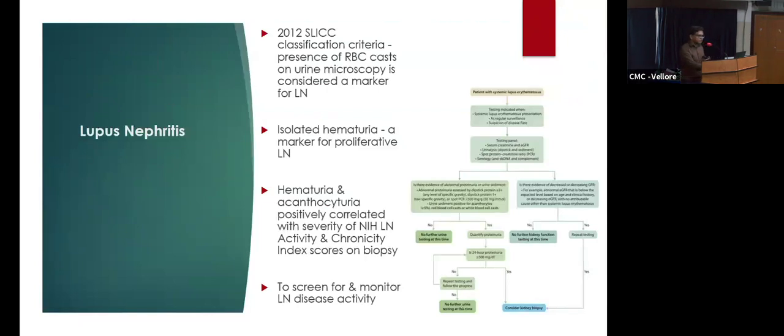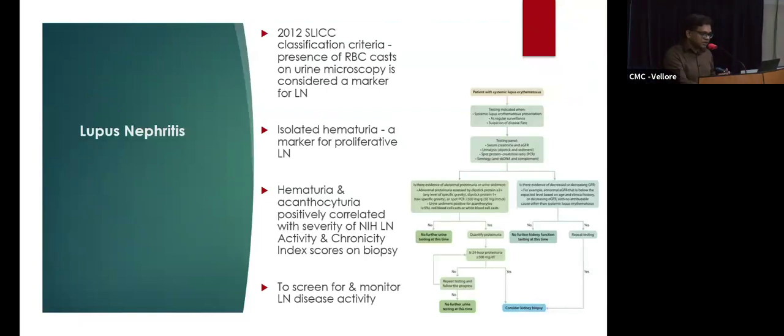So in lupus nephritis, the SLICC classification criteria also mention RBC cast as a marker of lupus nephritis, and isolated hematuria as a marker of the proliferative element. Our KDIGO guidelines also mention that hematuria and acanthocyturia are positively correlated with proliferative lupus nephritis. So we have to screen and monitor lupus nephritis activity accordingly, through the microscopic hematuria.